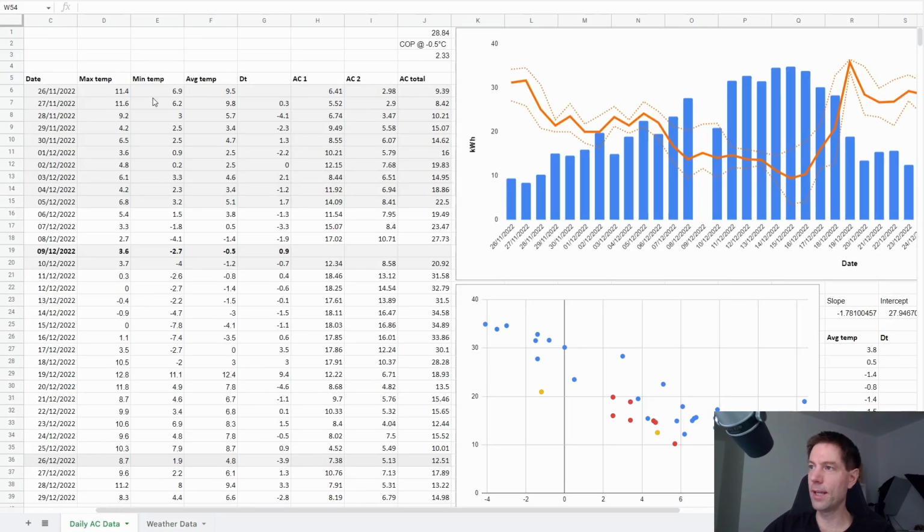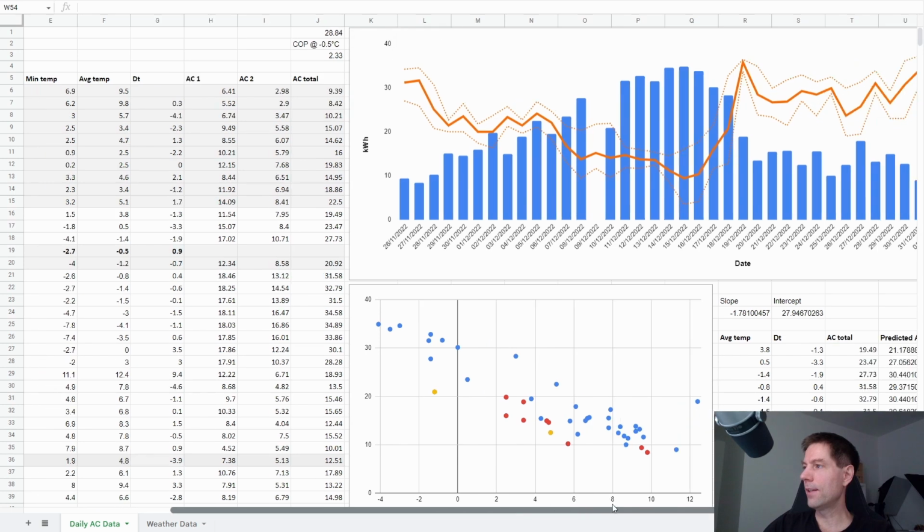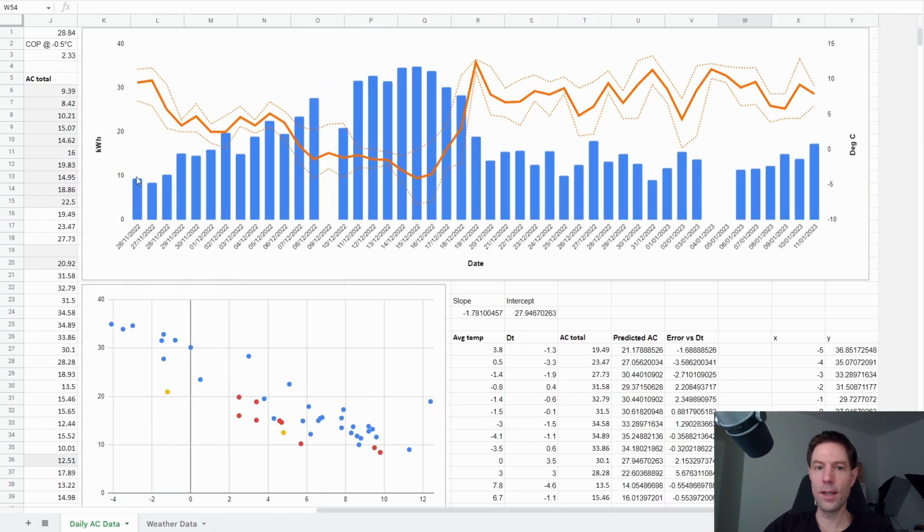So I've just grabbed the minimum, maximum, and average temperature. And what I've done is I've plotted those along with the heating total kilowatt hours from this column here in this chart here. So you can see the blue columns are the kilowatt hours per day we used for the heating, and the three orange lines here are the three temperature plots. So the thick orange line in the middle, that's the average temperature, and then you've got the maximum and minimum shown around that.